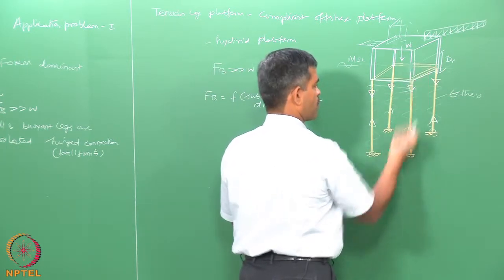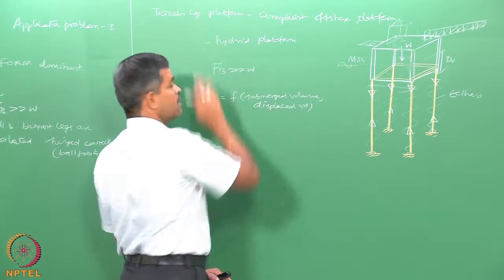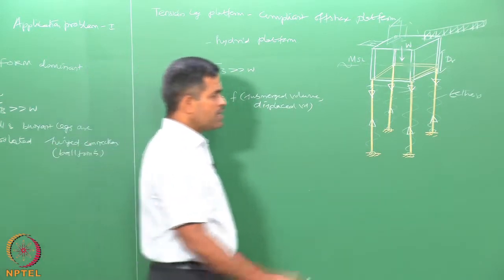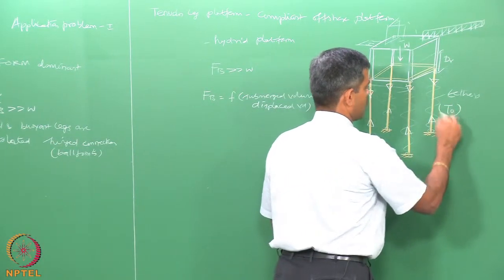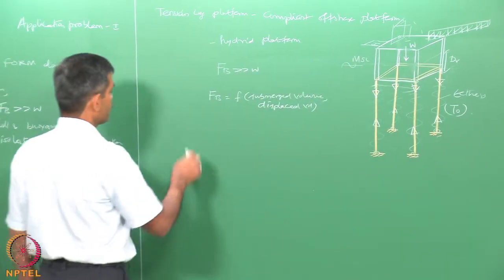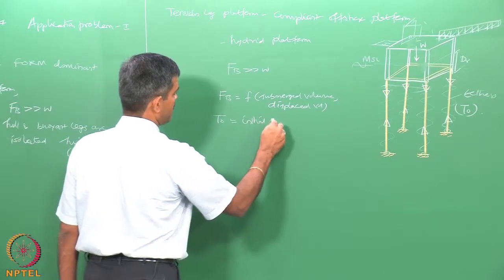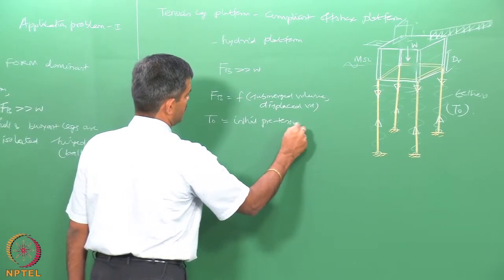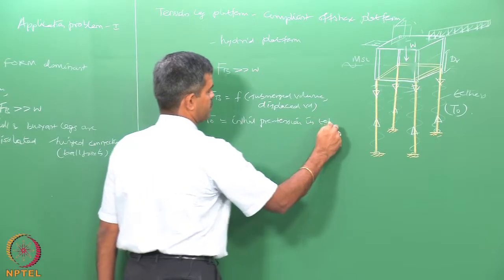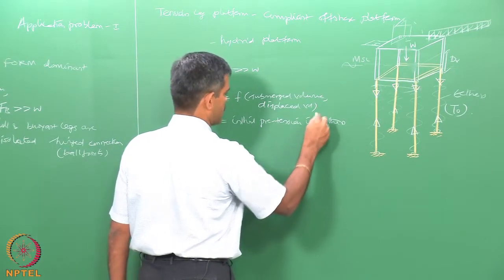Okay, they will pull down the platform, that is why they are called tension legs. So, the initial tension given in the legs is what we call T0. So, T0 is the initial, I should say, pretension in tethers, east tethers, let us say.